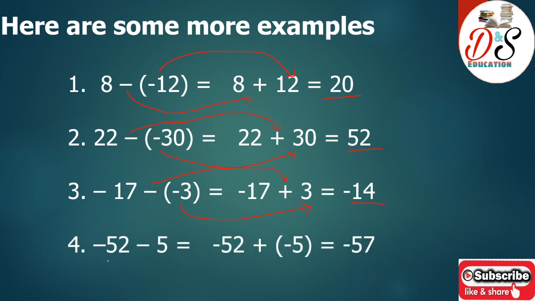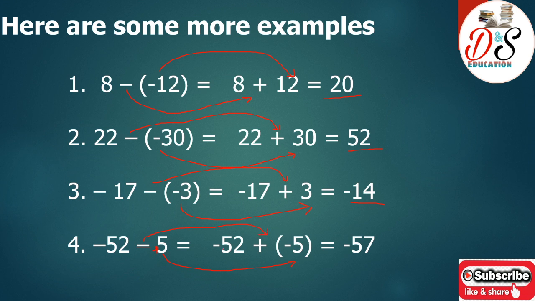Next we have minus 5, sorry, 5. This negative sign is the sign of operation. This 5 has a plus sign, that is hidden here. Okay, what you have to do? You have to take the additive inverse of this 5. So the additive inverse of 5 is minus 5, and this negative sign is changed to a positive sign.